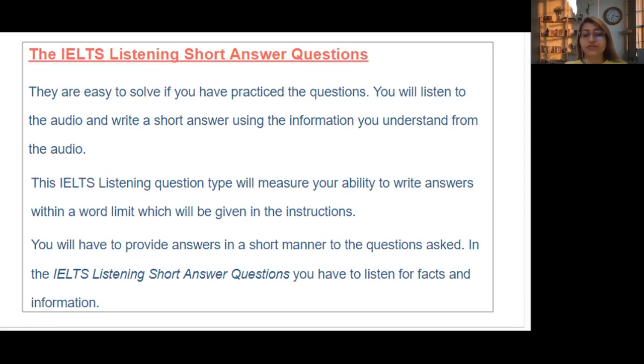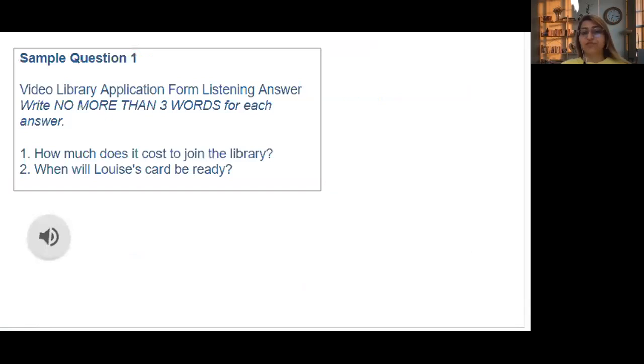So this type of question will measure your ability: are you able to write the answer within a word limit, which will be given in the instruction? So you have to provide the answer in a short manner to the questions, right? These are almost like sentence completion, but here you have to write the answer in short. You will have to listen for the facts and information.